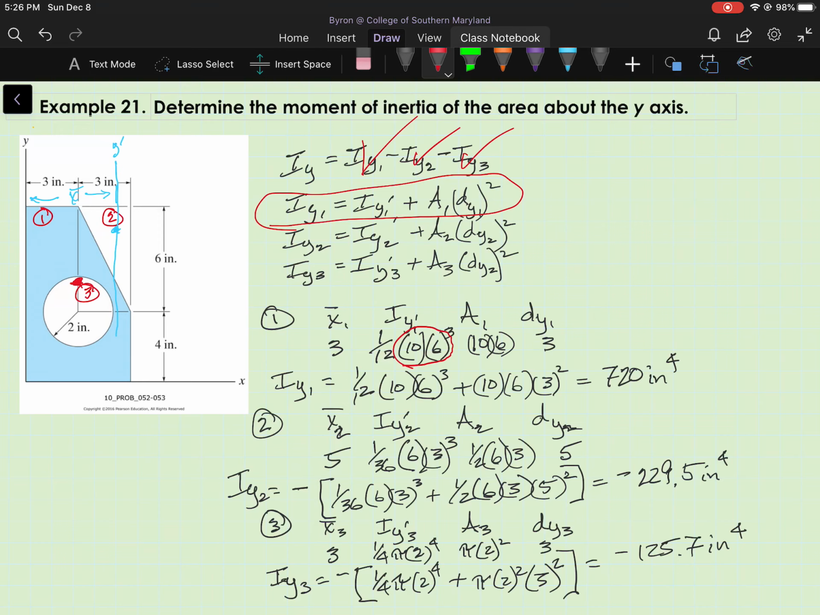So we sum those three values. Remember, 2 of them were negative, and we get 364.8 inches to the fourth, and that equals the overall moment of inertia of that composite area about the y-axis, or IY.